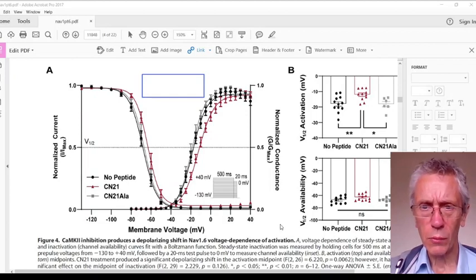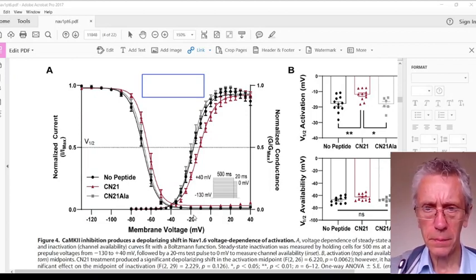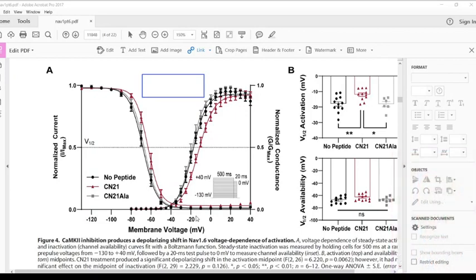So let me explain what's happening in this figure here. What this figure is basically doing is giving you a picture of the activation and inactivation properties of the sodium channels. Now you remember that sodium channels alternate between open and closed and inactivated. And these are all voltage dependent transitions.